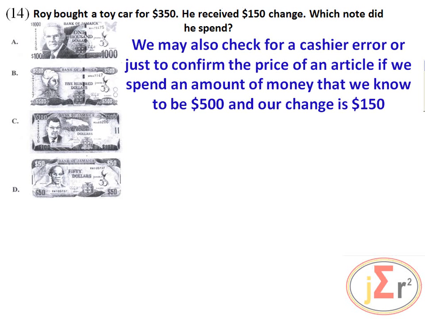The problem was given to us for us to find the amount of money that was spent. Also, we rearrange the problem to determine the amount of change that we should receive. And now we received our change and we are checking for a cashier error or the price of the article if we did not know it.